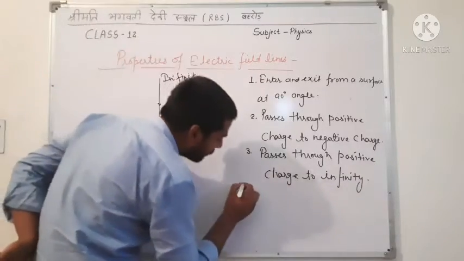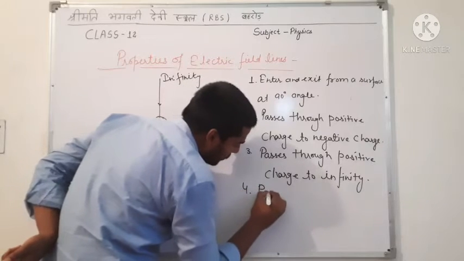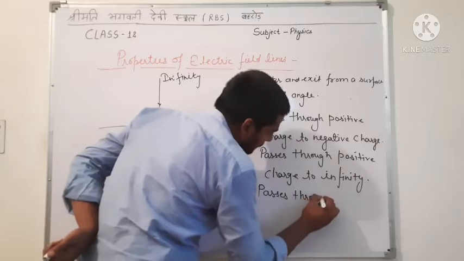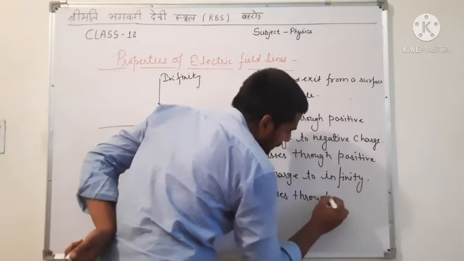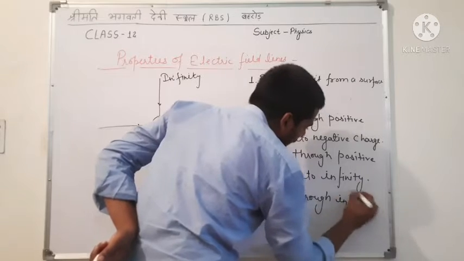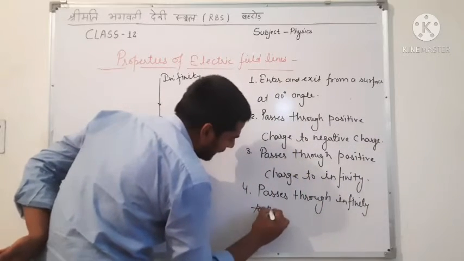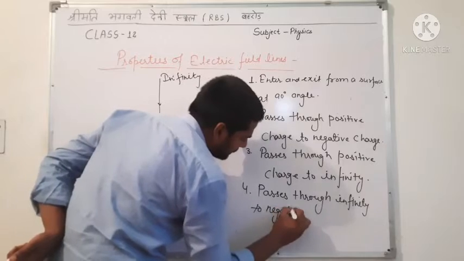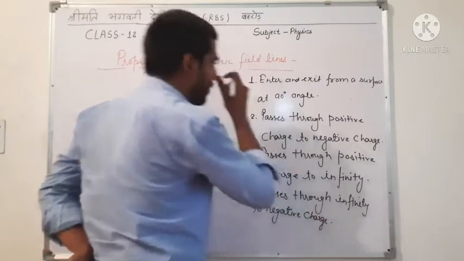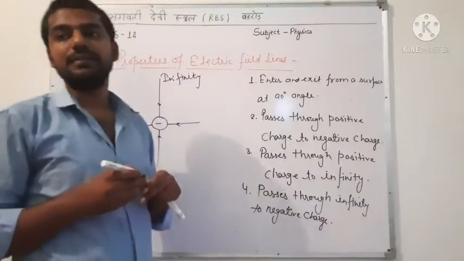This is the fourth property. Passes through infinity to negative charge. This is the fourth property of electric field lines.